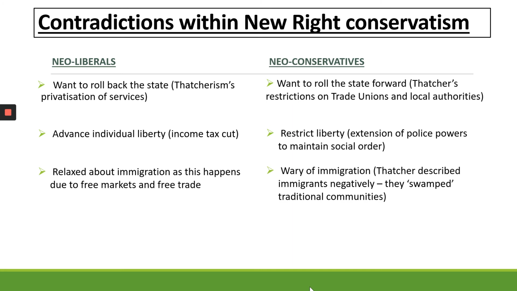On the other hand, neoconservatives are wary of immigration. Quite famously, Margaret Thatcher described immigrants in a really negative way. She said they swamped traditional communities, and by traditional communities, she obviously meant white British communities. That was a really negative spin on how conservatives approached immigration. That's because neoconservatives think that lots of immigration to the UK will lead to the breakdown of a community, and if you have a breakdown of a community, it can lead to more disorder.